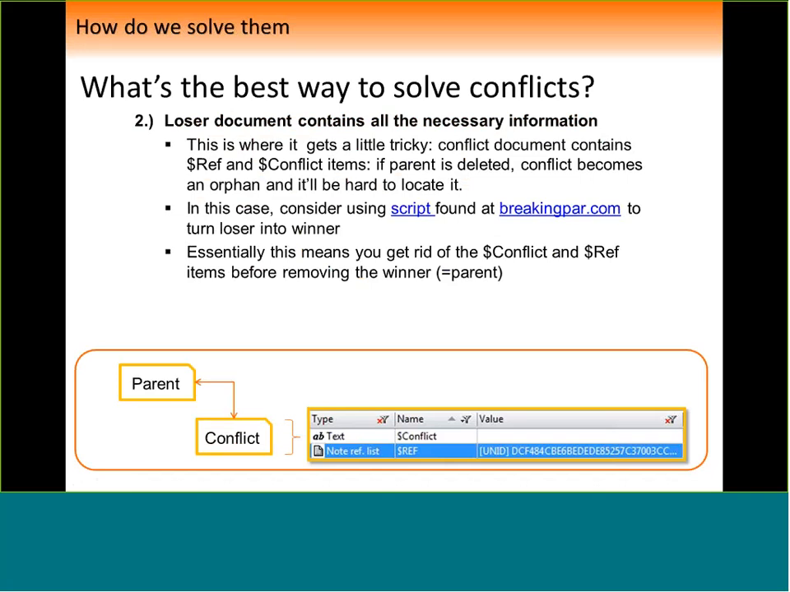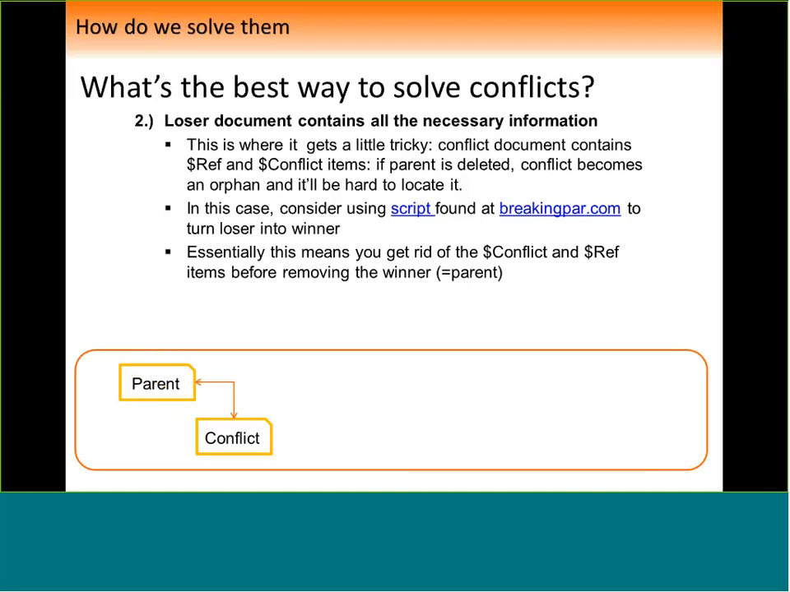So basically what you want to do in this case, you want to keep your conflict. You want to get rid of your parent. We can't just delete our parent. So what we need to do is go ahead and remove the two references. We need to remove those two items. We need to remove the $ref and the $conflict. And at that point in time, that document is no longer considered a conflict document, and then it is safe to delete the parent. If you're looking for some LotusScript code, you can go out to breakingpower.com and find that script that will show you exactly how you need to do that, so you don't have to reinvent the wheel.